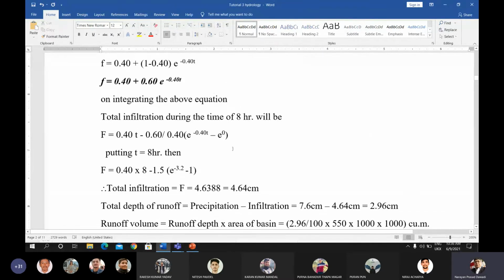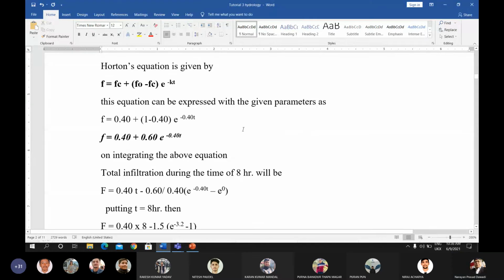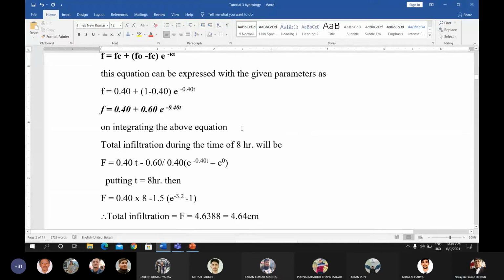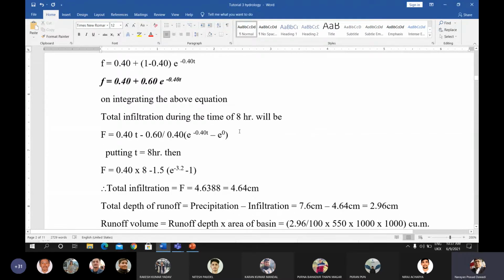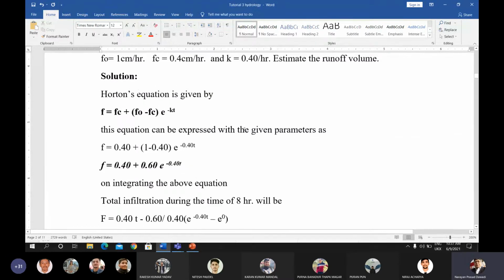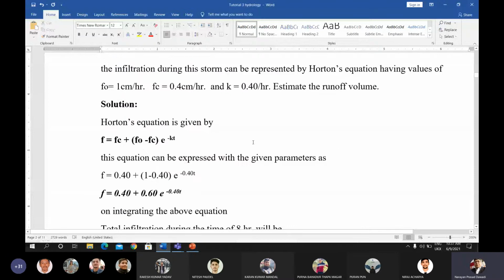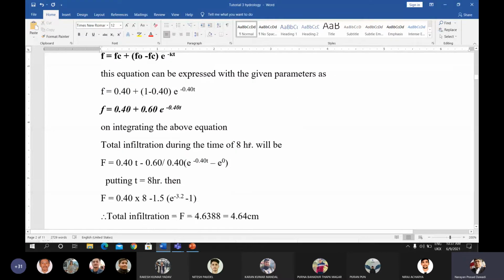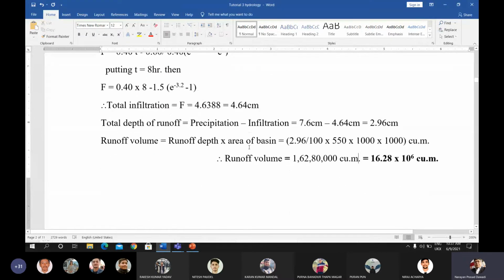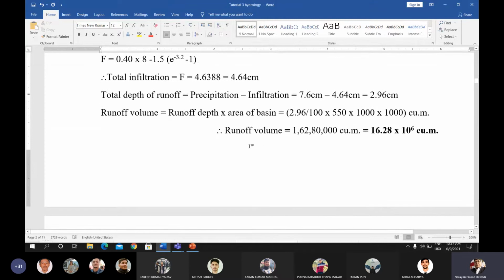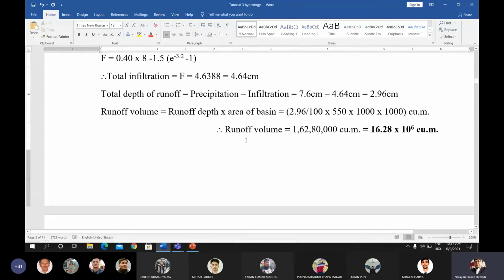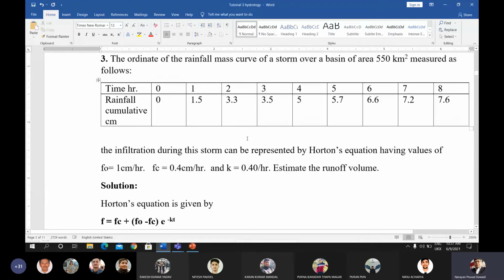Have you all understood this? First of all, find the total depth of infiltration using Horton's equation, and the total depth of precipitation minus total depth of infiltration provides the total depth of runoff, and that runoff depth is multiplied by the area of the basin, which gives the value of runoff volume. Okay, this is question number 3.